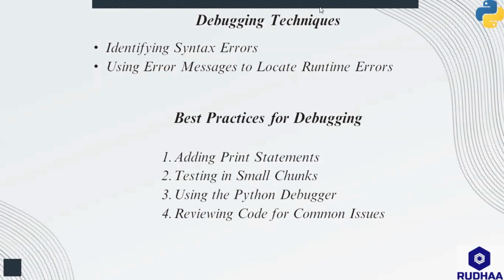And also you can use the Python debugger, which is available in PDB format. That will also be useful for debugging. Then reviewing code for common issues. That means once you get the error, you can review your program for common mistakes, such as syntax errors or missing quotes or colons. All these common issues, you can review in the code once again. That will be the best practice for debugging.